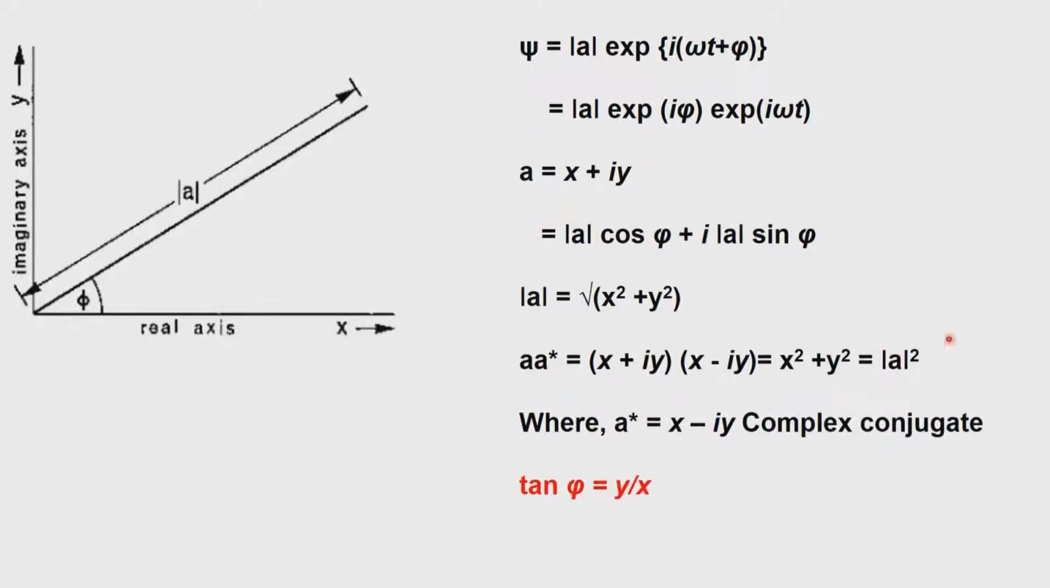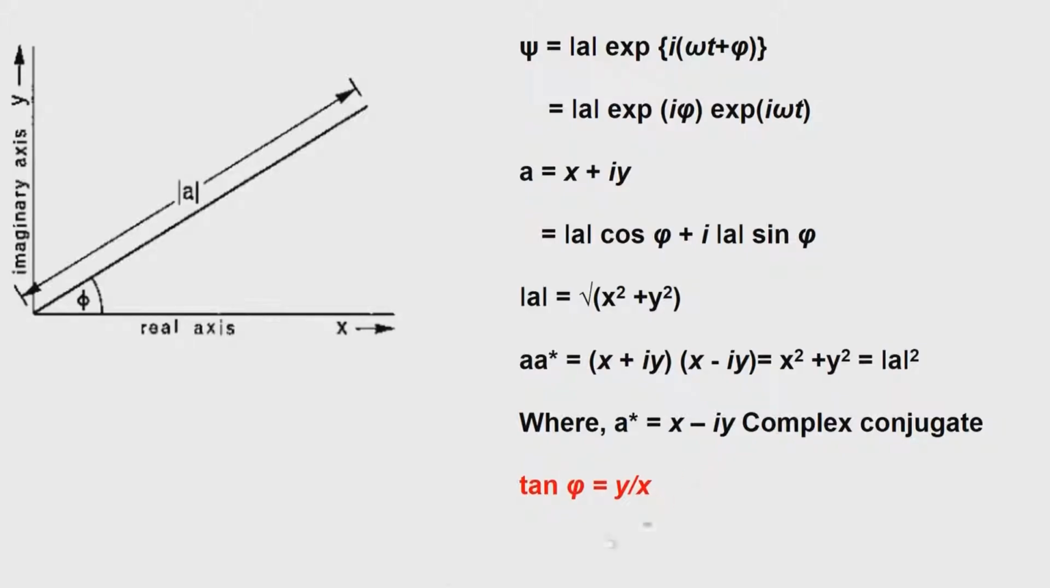So, the intensity consists of not just the structure factor alone, it also consists of the product of the structure factor with its complex conjugate. The structure factor with its complex conjugate will give us x square plus y square, which is the modulus of A square. You also see that if you want to calculate the phase associated with this A value, then it is very straightforward now. Tan of phi is equal to y divided by x.